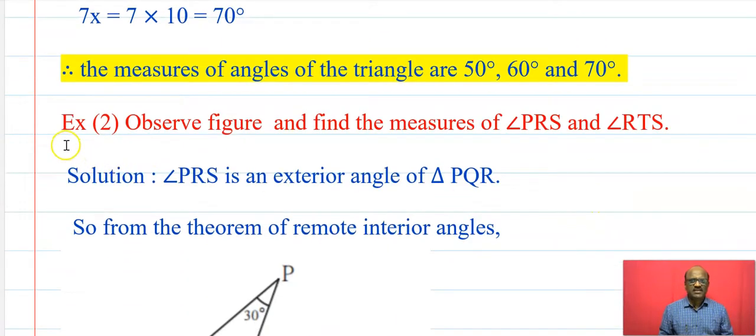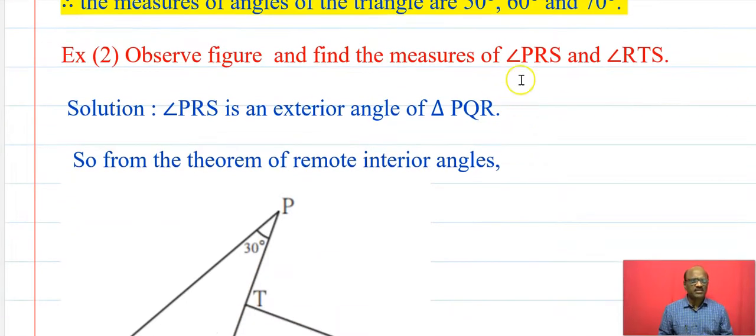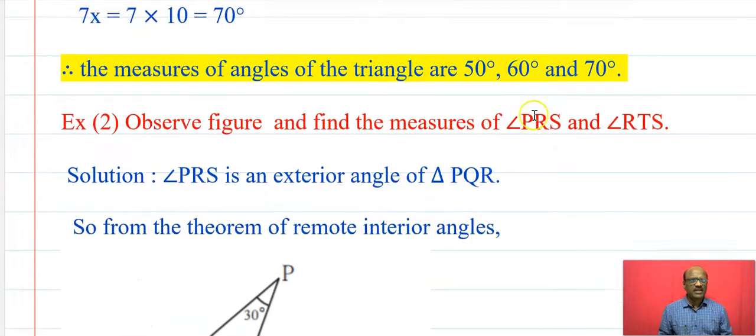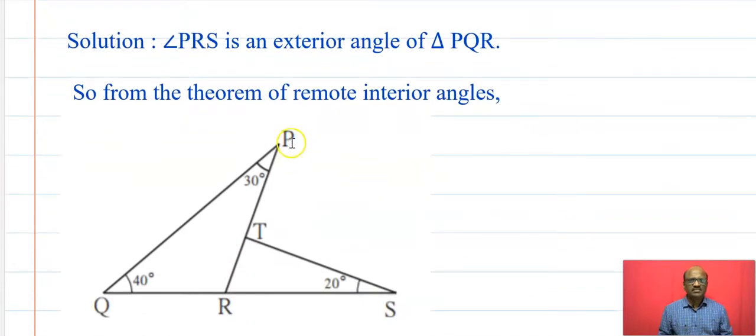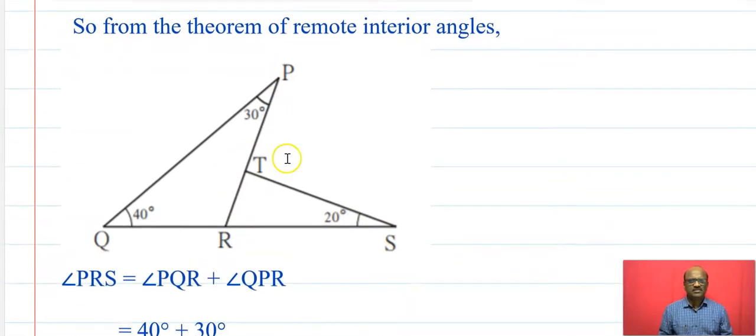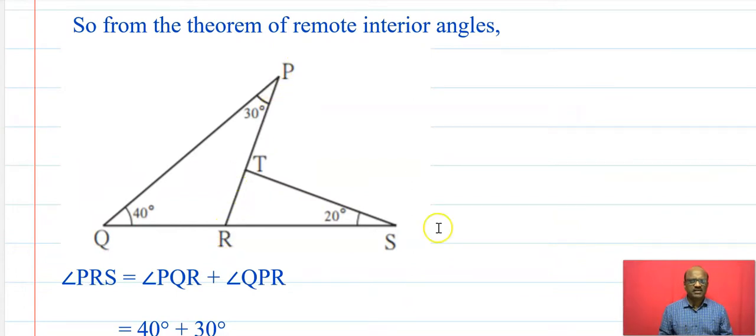Now next, example number 2. Observe the figure and find the measures of angles PRS and RTS. Now first, measure of the angle PRS.